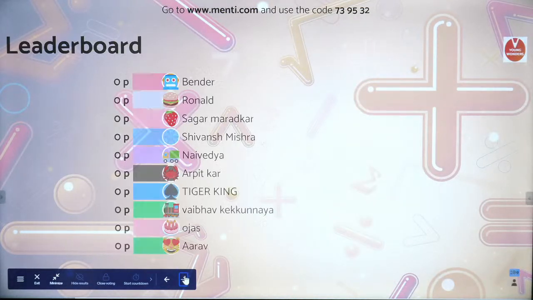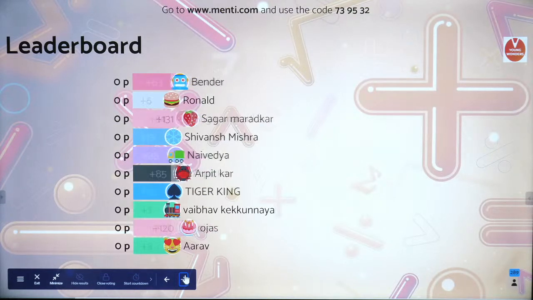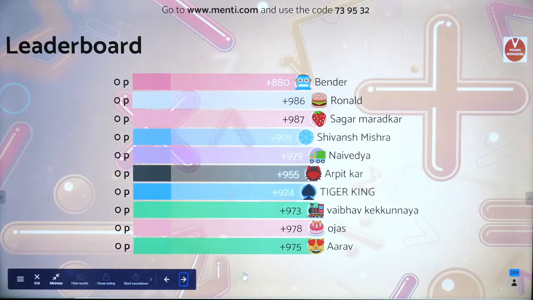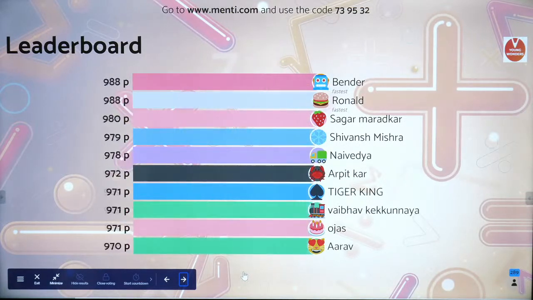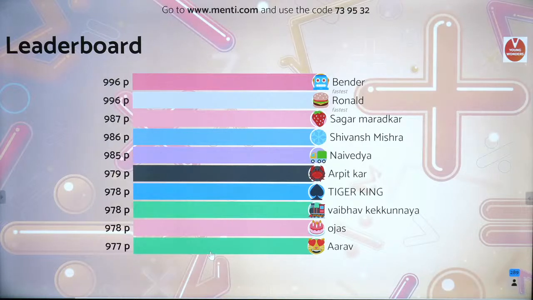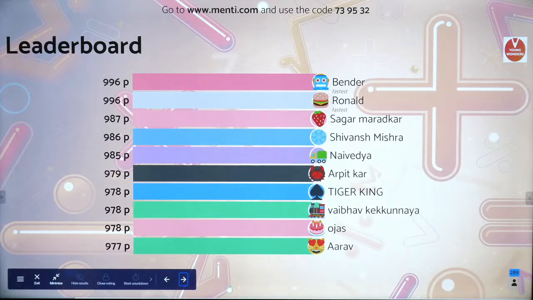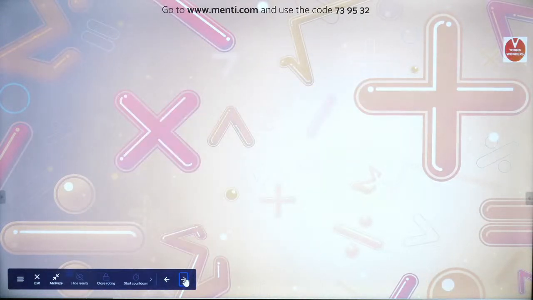Hi Sumaya Nazmoom. Hi Mood Changer, hello. So we have got Bender, Ronald, Sagar, Shivansh, Naivedya, Arpit, Tiger, Vaibhav, Ojas and Arif. Bender and Ronald, you both are the fastest and you have a tie between both of you. That is going to be a cutthroat competition. We also have a tie between Tiger King, Vaibhav and Ojas. Wow, let's see what the Menti has in store for us today.